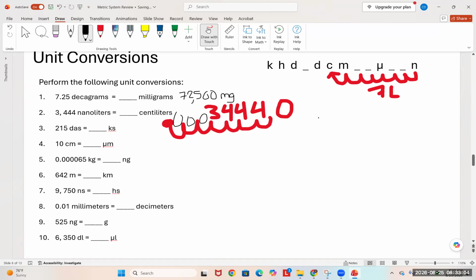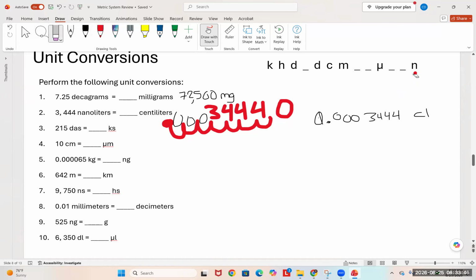So 3,444 nanoliters equals 0.0003444 centiliters. I'm sorry, my decimal is right here. Notice, y'all, we have over 3,000 teeny tiny molecules, but now we're trying to compare it to something that's much larger than it. And so we don't even have 1 whole centiliter. So when we're moving that decimal to the left, the number that we start with is getting smaller.